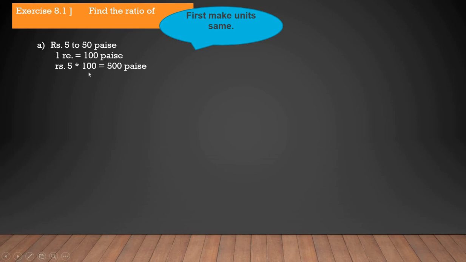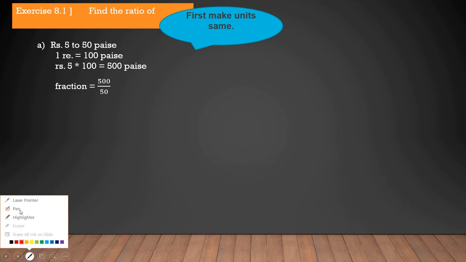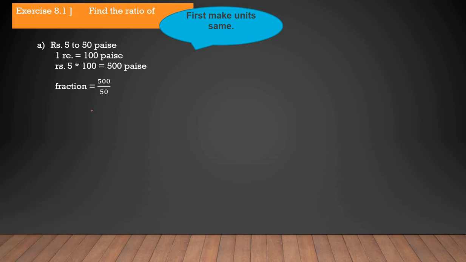So our ratio now is, in place of 5 rupees, I'm going to write 500 paisa and 50 paisa. This ratio I can write in the fraction form also, so that you can divide it very easily. So 500 upon 50. You can do the division, that is 50 ones are 50, 50 tens are 500. So my ratio is now 10:1. This way you can solve further examples which are given here. But before that, don't forget to make the unit same.